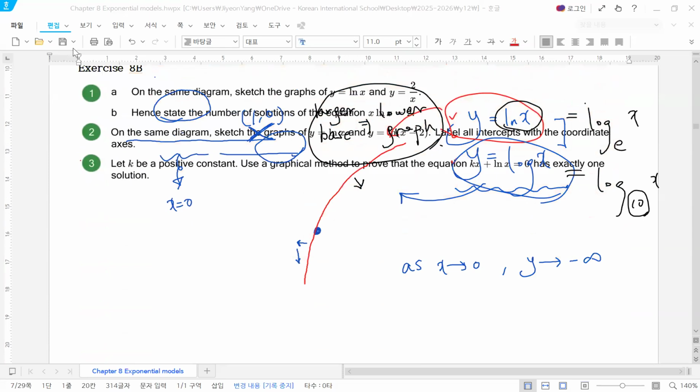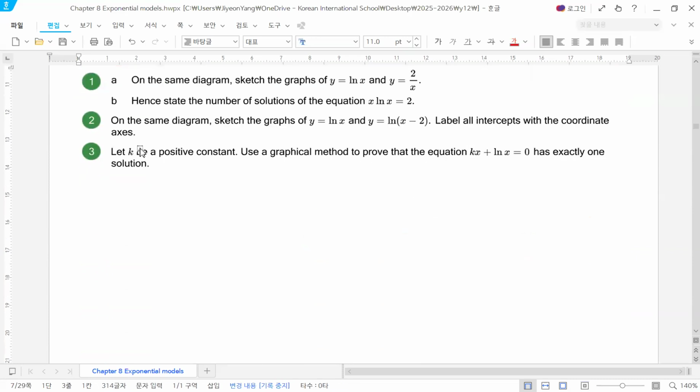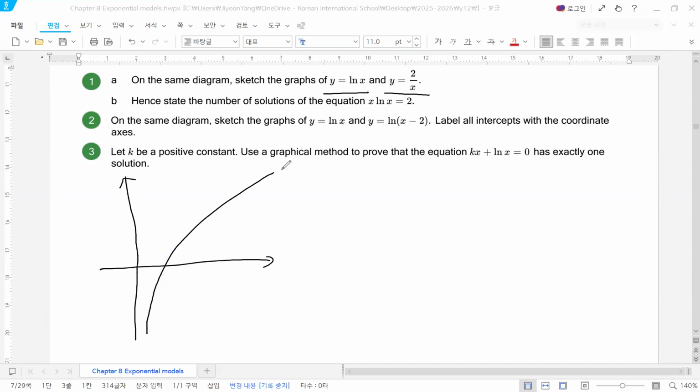Okay, students. So Jason Tao, please read question number 1. y equals ln x and y equals 2 over x. Okay, students, please draw a graph of these two on your calculator. Correct.